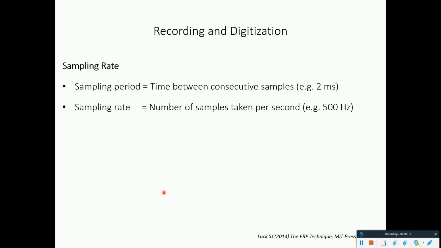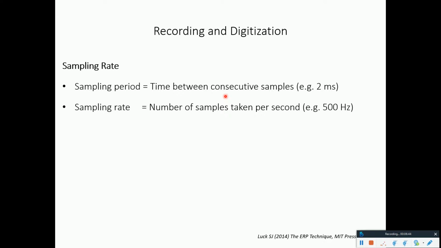So that was actually the digitization in the y-axis domain. Now we talk about digitization in the x-axis domain, so we're talking about time. And we first introduce some basic nomenclature here. So, sampling rate. There is of course the sampling period, which is the time between two consecutive samples, for example 2 milliseconds, which you of course are very familiar with from the fMRI world.